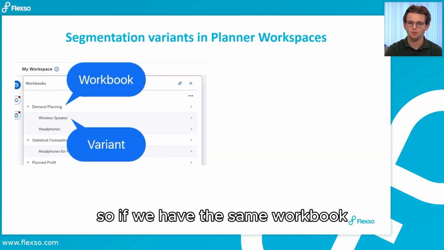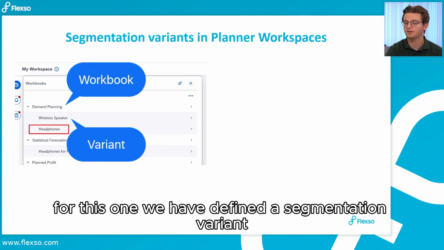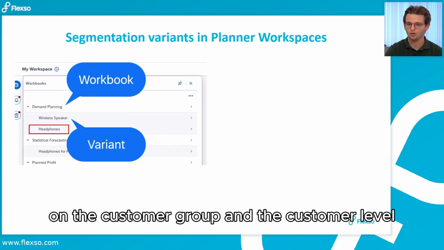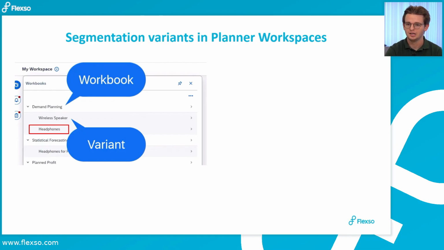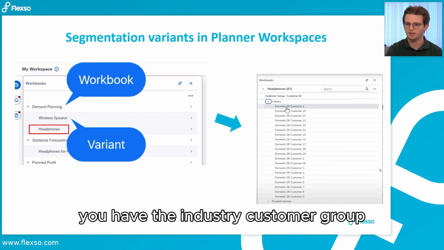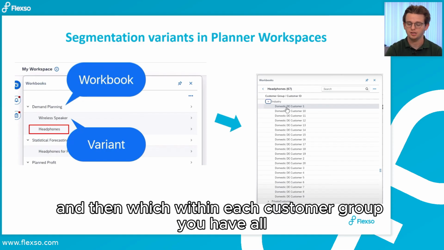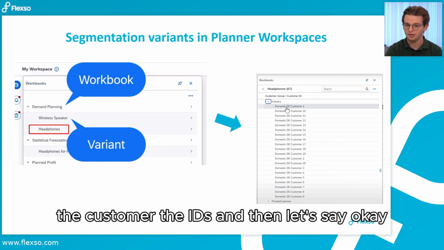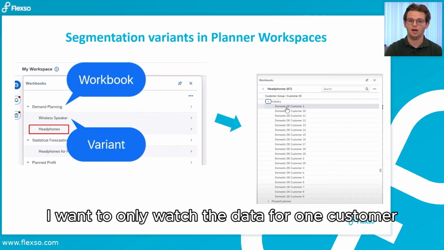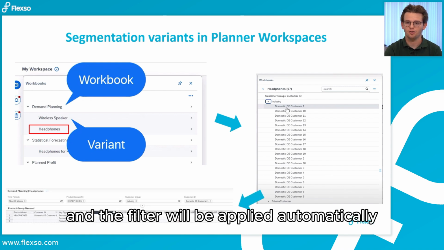So if we have the same workbook, let's take a look at the headphones variant. For this one, we have defined a segmentation variant on the customer group and the customer level. If you click on it, you can see it will open another tab with the customer groups. You have the industry customer group and the private customer group, and within each customer group you have all the customer IDs. Let's say I want to watch the data for only one customer. You can click on customer one in this case, and the filter will be applied automatically.